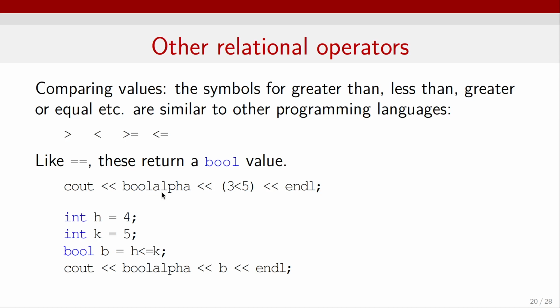So in this case, for example, I can define h to be 4 and k to be 5. And then I can ask, is h lower or equal to k? And this is actually true. So 4 is lower or equal to 5. So if I run this, it should return true, or in this case, 1. So try and run this code and see what happens.